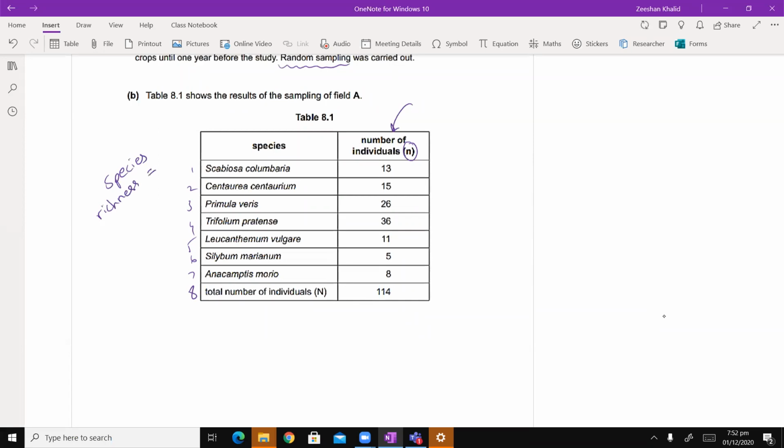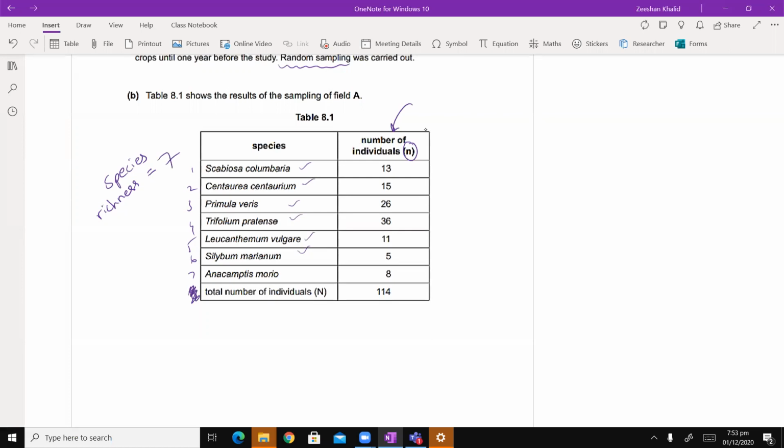Yes, what is the species richness, children? 7? 1, 2, 3, 4, 5, 6, no children, it is 8. Oh, I'm so sorry. Thank you. That must have been Khadija. Khadija, was it you? Or Zainab, was it you? It was Khadija. Yes sir. Honored Khadija, thank you.